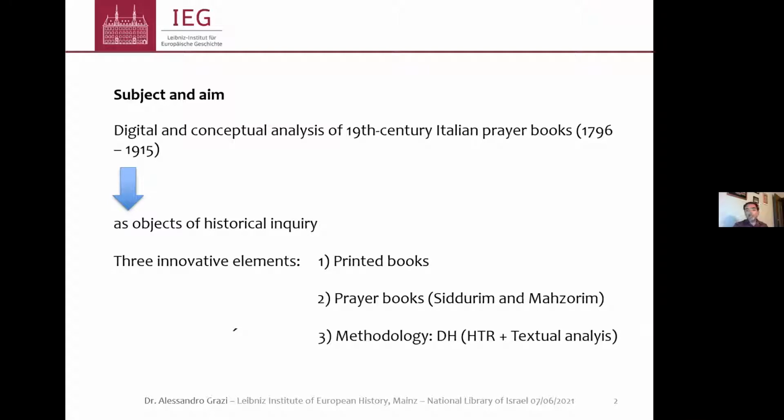The three main innovative aspects of the project are: one, the fact that the object of inquiry are printed books as opposed to medieval manuscripts. Up to now, the vast majority of research in the field of book history within the Jewish studies has focused on medieval manuscripts. Concentrating on printed books would constitute a change of this paradigm. Two, within the realm of book history, the special attention will be to prayer books. We will see in which way this is different from previous approaches. Three, the digital methodology and tool.